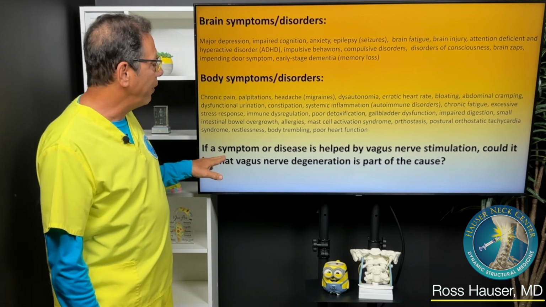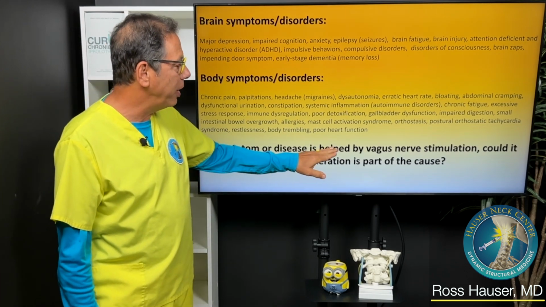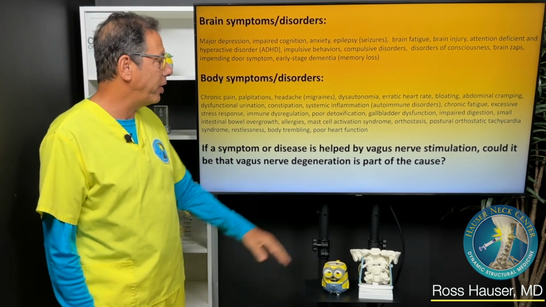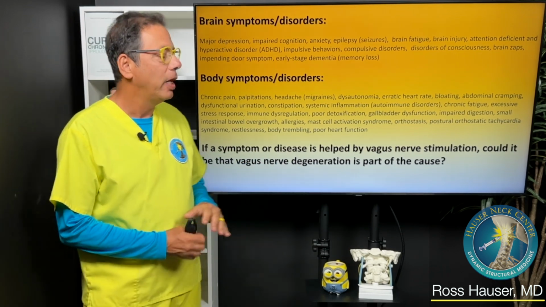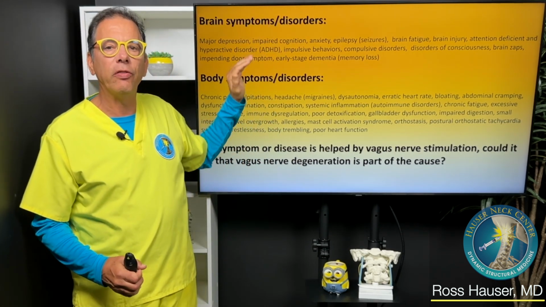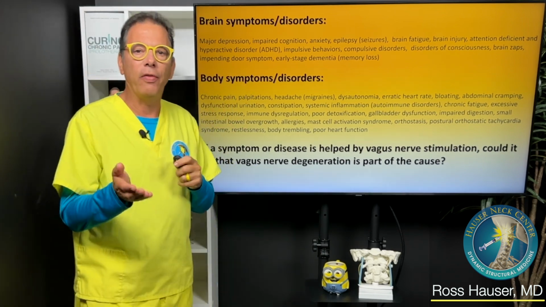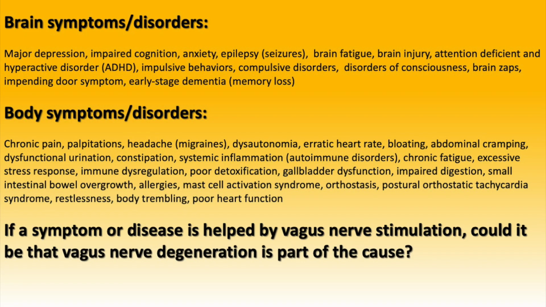So if a symptom or a disease is helped by vagus nerve stimulation, could it be that vagus nerve degeneration is part of the cause? Look at all these diseases and symptoms that have been attributed to the vagus nerve or the vagus nerve being degenerated: autoimmune disease, headache, cognitive issues, anxiety, epilepsy.